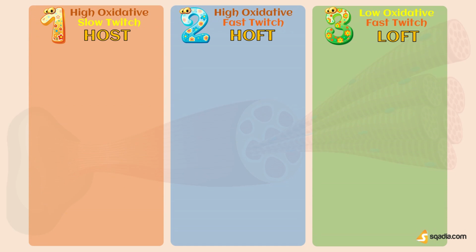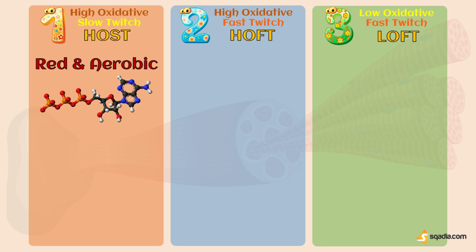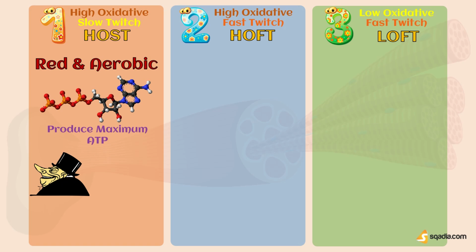The host is the one that is red. Aerobic. The host has a lot of ATP, but it does not use it that much. Think of the host as a miser person who has too much money but won't spend it. These muscles are usually found in the neck and lower back, which allows us to maintain an upright posture all day long without collapsing with fatigue.